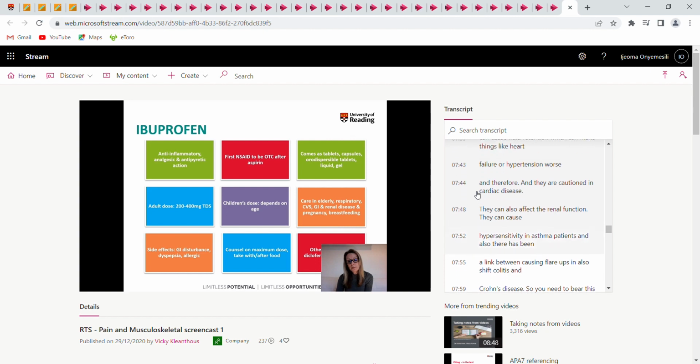They can cause hypersensitivity in asthma patients, and also there has been a link between causing flare-ups in ulcerative colitis and Crohn's disease. So you need to bear this in mind and get a full history from the patient before you recommend it.